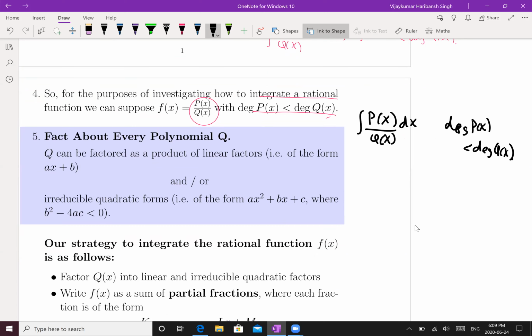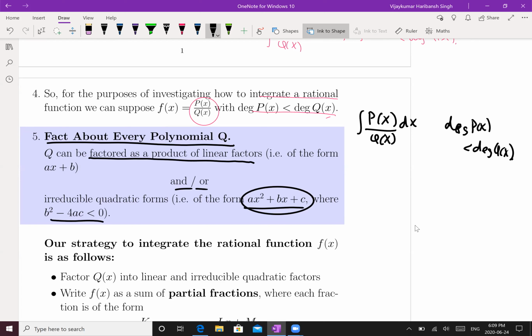Now, there is a property of every polynomial over the rationals. If you take any polynomial over Q, it will split into a product of linear factors and/or it will have some irreducible quadratic factors. What are irreducible quadratic factors? Irreducible quadratic factors are factors which cannot be reduced further.